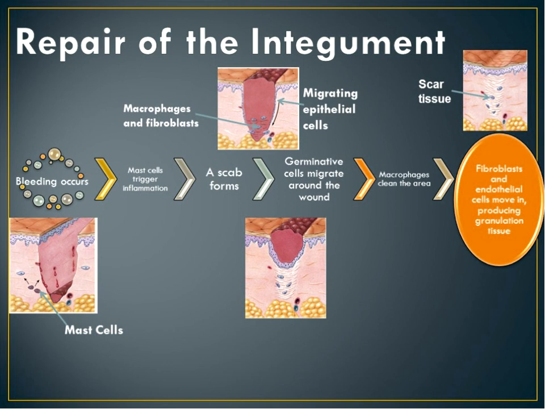So when we need to repair the integument, if there's been an injury to it, first thing that happens is that bleeding is going to occur. When that bleeding occurs, that's going to trigger these mast cells, and mast cells are denoted by this little guy here. It's going to trigger these mast cells to undergo inflammation. And as a result of that inflammation, they're going to release chemicals that will cause other cells to come to the area in order to try to heal it.